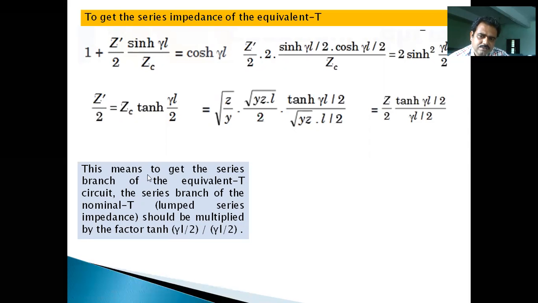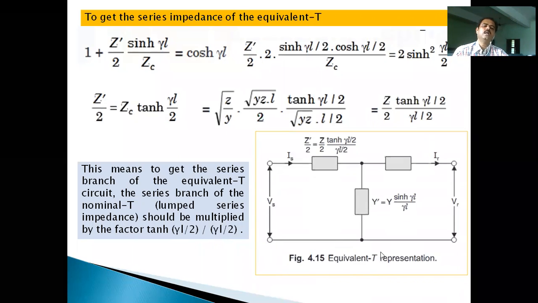This means that to get the series branch of the equivalent T circuit, the series branch of the nominal T, that is the lumped series impedance, should be multiplied by a factor of tanh gamma L by 2 whole divided by gamma L by 2. Okay, this is the equivalent T representation. So are you able to follow? If you have any doubts, you can ask or give a message.